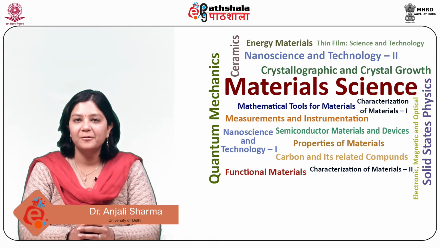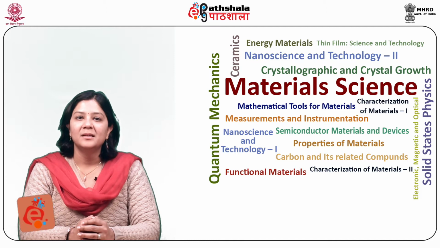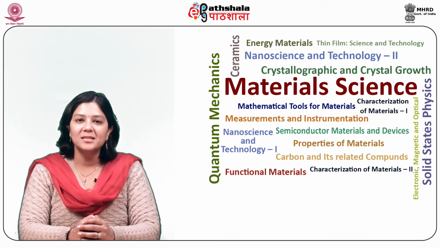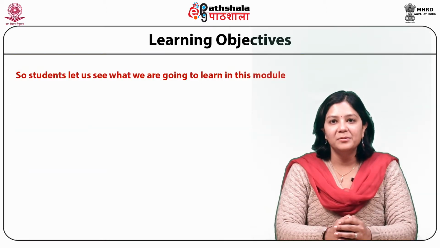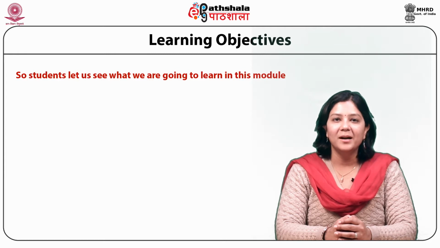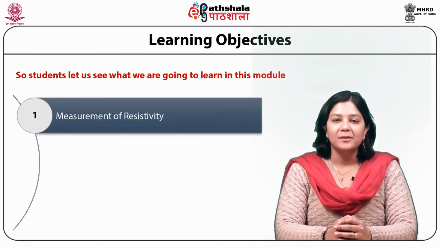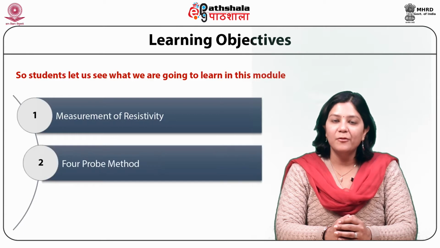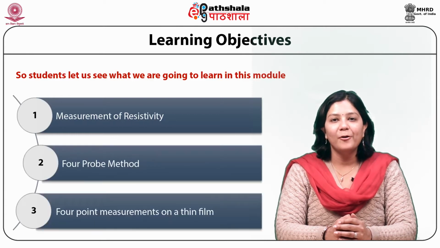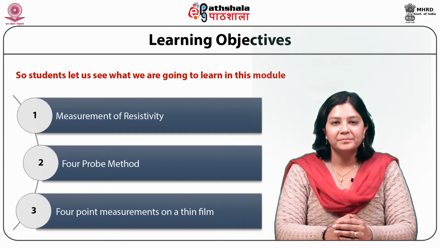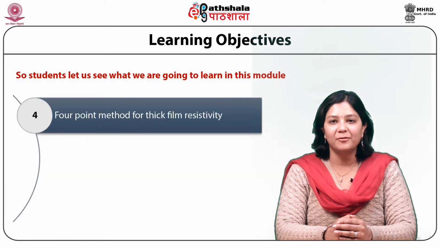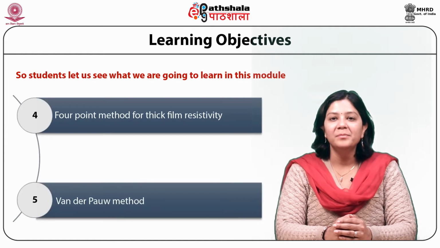Today we are going to talk on module 4, 4 probe and 2 probe methods, Van der Pauw method, under the paper Characterization of Materials Part 1. After completing this module, students will be able to understand measurement of resistivity, 4 probe method, 4-point measurements on a thin film, 4-point method for thick film resistivity measurement, and Van der Pauw method.